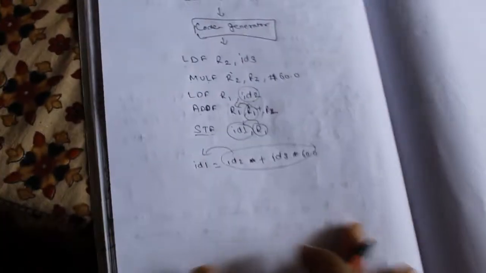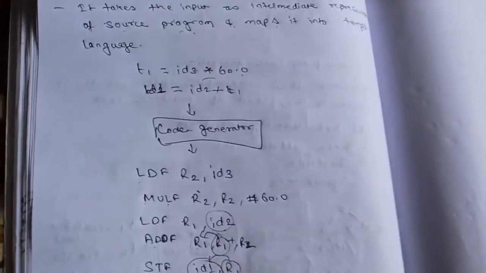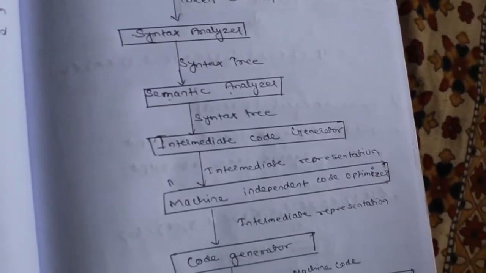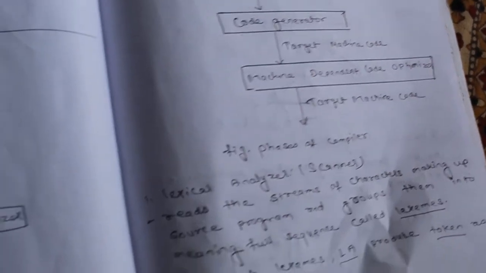So that's it. This is the whole concept of the compiler design, the different phases. We have discussed all the 6 phases, and we have got the target program.